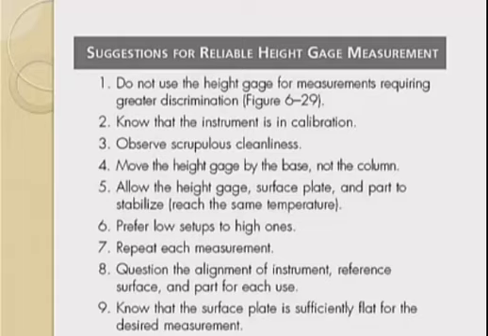Do not use height gauge for measurements requiring greater discrimination. Know that the instrument is in calibration. Observe scrupulous cleanliness. Move the height gauge by the base, not the column. Allow the height gauge, surface plate and part to stabilize, that is, reach the same temperature. Prefer low setups to high ones. Repeat each measurement. Question the alignment of the instrument reference surface and part for each use. Know that the surface plate is sufficiently flat for the desired measurement.